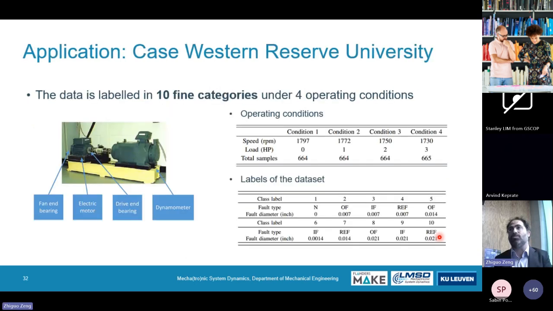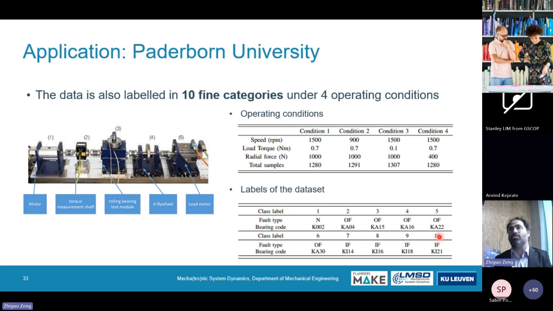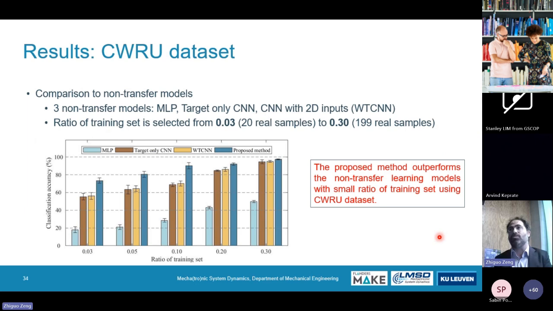And we applied that in two publicly available datasets, the Case Western Reserve University, where we have 4 operating conditions for speed, let's say, and 10 categories of fault types, so inner race, outer race with different sizes. And also we use the dataset from the Paderborn University, which has also 10 fine categories under 4 operating conditions. And then we can compare different non-transfer models or transfer models. Here we had the 3 non-transfer models, the MLP, target-only convolutional neural network, or convolutional network with 2D inputs, where we use the wavelet transform as an input.